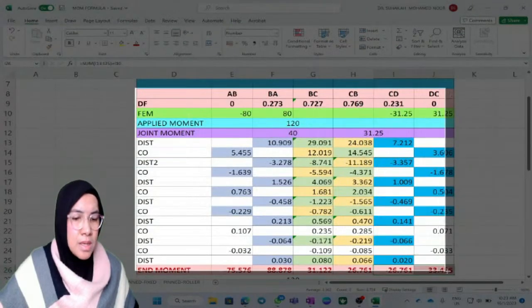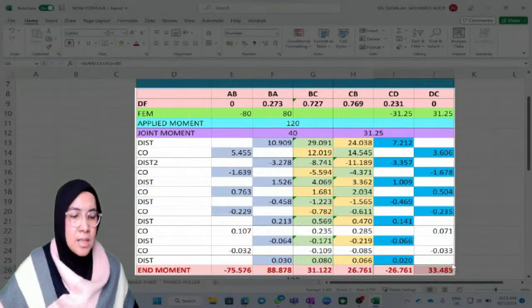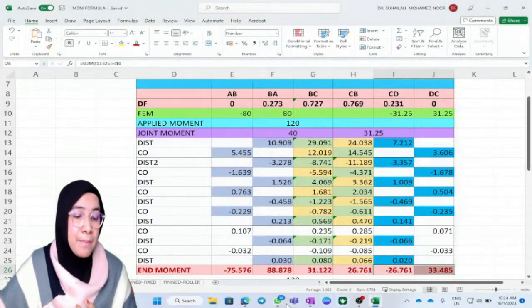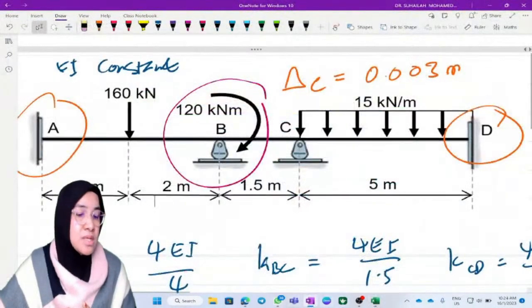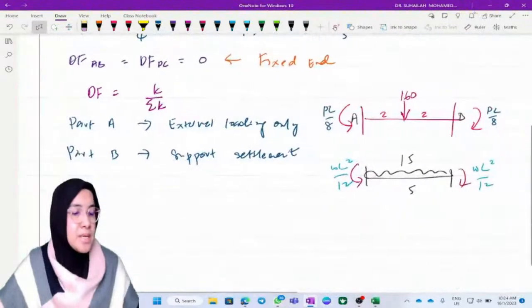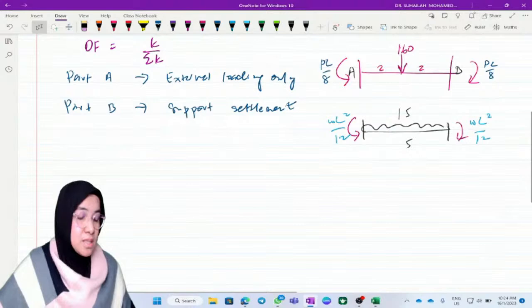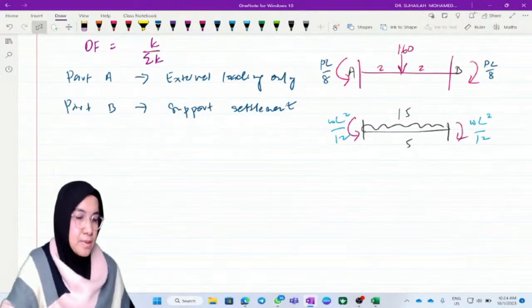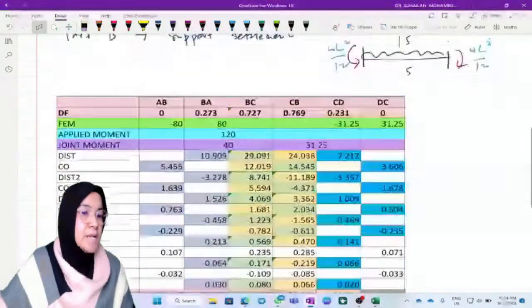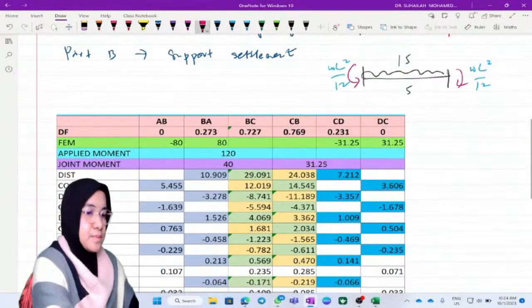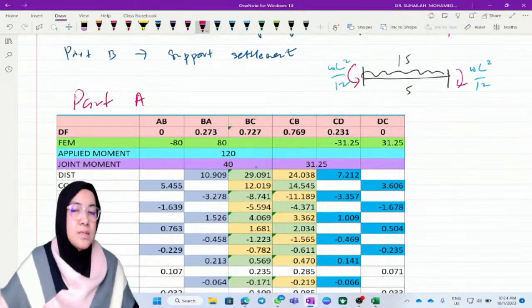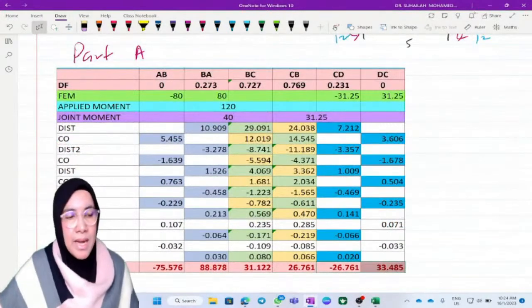Okay, now this is the end moment, the member end moment, considering external loading only. This is part A. So we get moment like this.